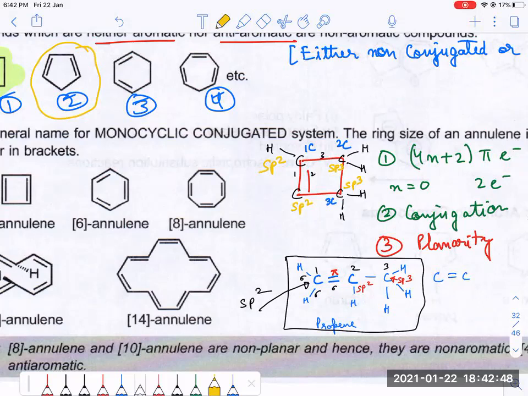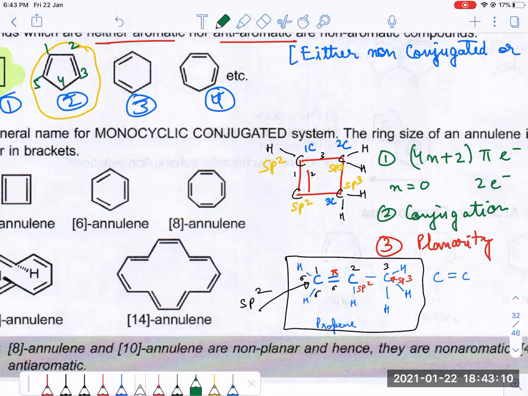Correct. The second structure is not planar. Why? Because the bottom carbon has sp3 hybridization. Okay, let's number the carbon atoms as well, so it's easy for you to tell me. So this is the first carbon, second carbon, third carbon, fourth carbon, fifth carbon.